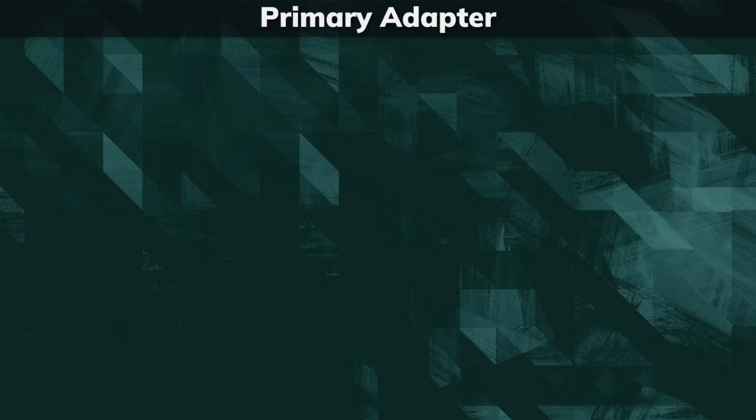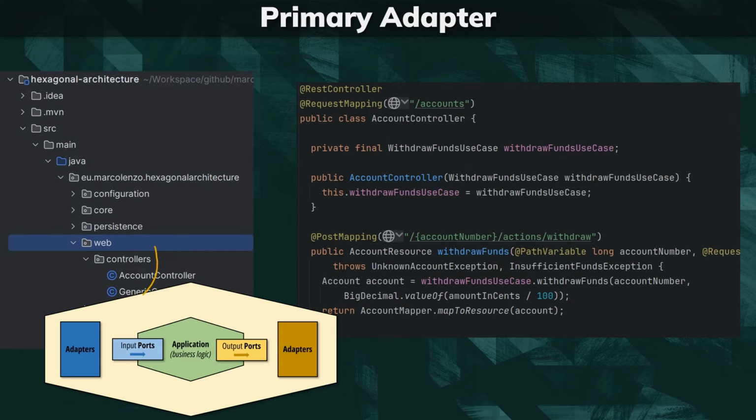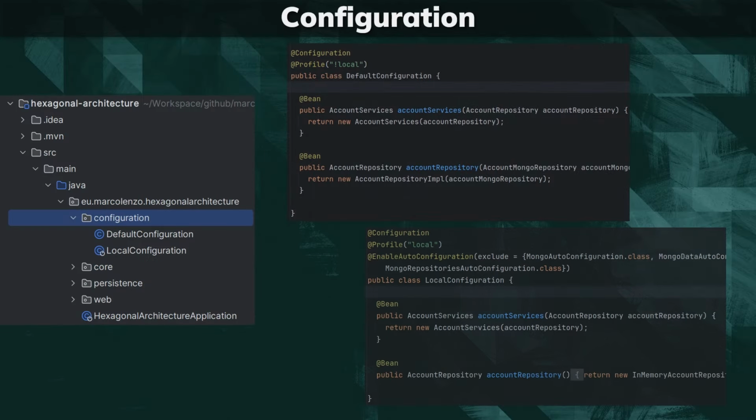The primary adapter is a simple REST controller written using Spring MVC. We know this is a primary adapter because it's invoking the primary port. I leave it up to you to create an additional adapter that implements a CLI. As for the configuration stage, I included two configuration classes that show how I define different application context profiles. When the local profile is active, we use the in-memory repository. Otherwise, we store the data in Mongo.